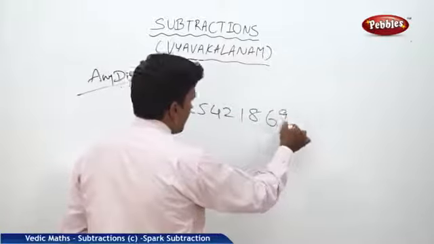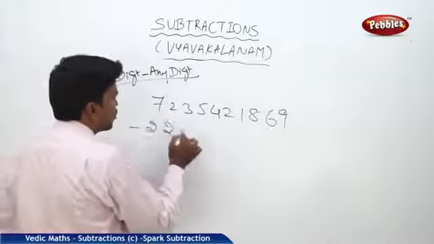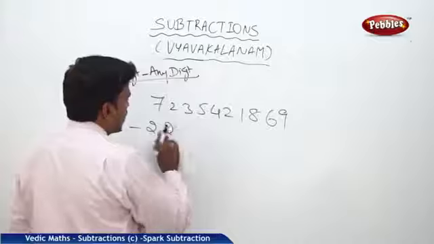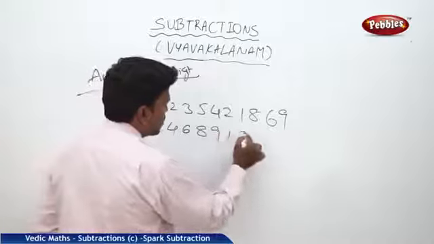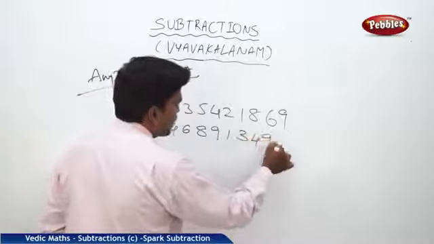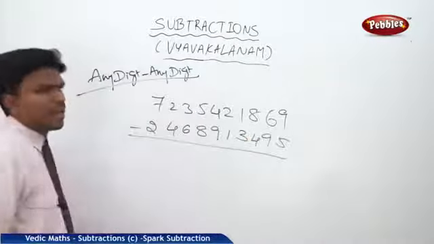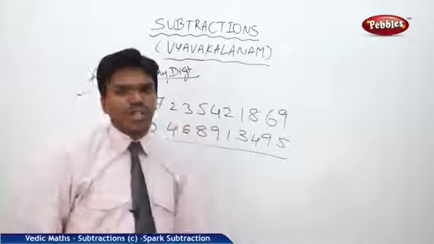Okay, and 9, minus 2, 2, okay, let us say 2, 4, 6, 8, 9, 1, 3, 4, 9, 5. So I want to do this subtraction. So from left to right we will start.